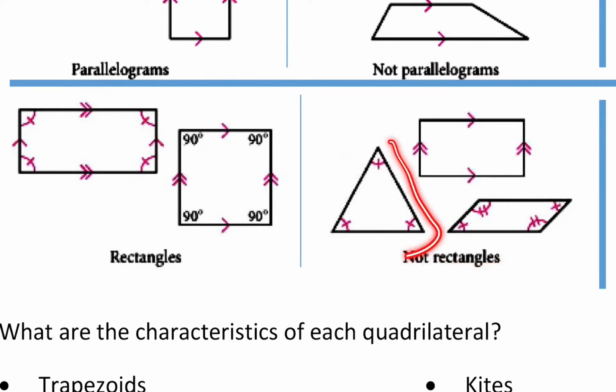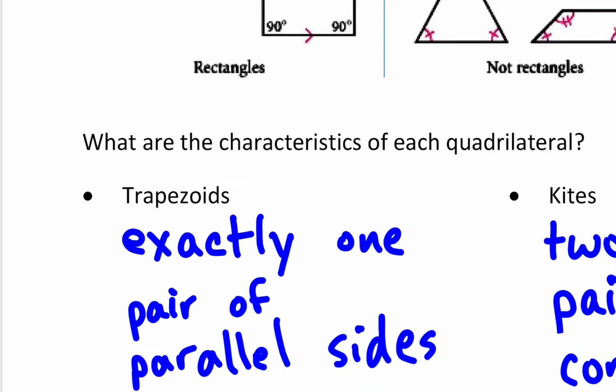In these not rectangles, well, this is a triangle, not a quadrilateral, so it cannot be a rectangle. This is a pair of parallel sides and another pair of parallel sides, so far so good. However, it doesn't say anything about the angles, so we don't know whether or not they're all congruent. Cannot be a rectangle. Here, all of my angles are not congruent, so it cannot be a rectangle.